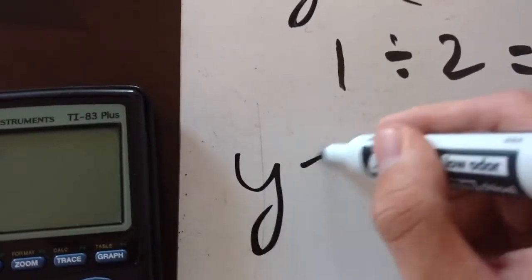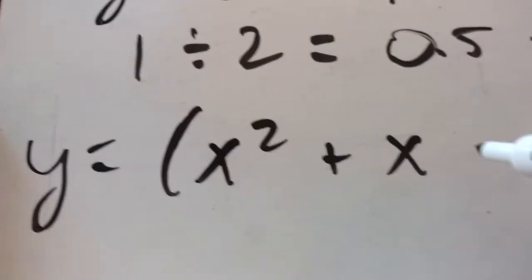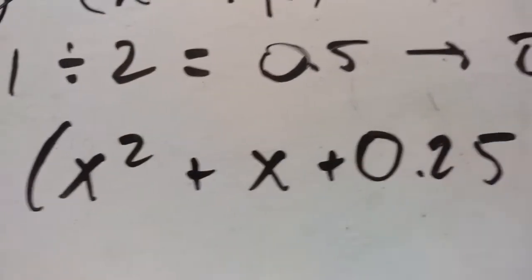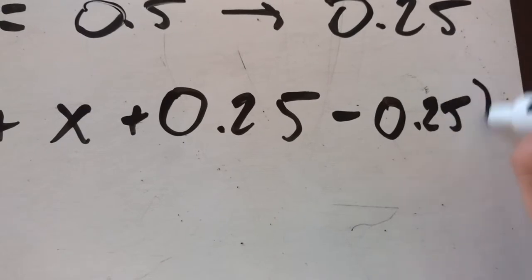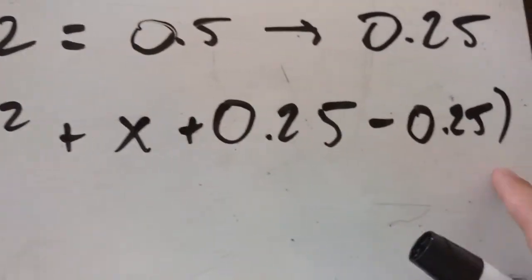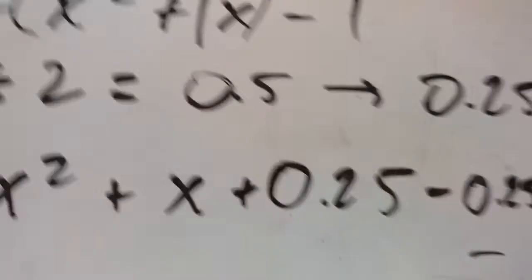So we're going to change our equation. We're going to get y equals x squared plus x plus 0.25, and then minus 0.25, because what we add on we have to take off immediately, and then that minus 1 that was just hanging out on the outside right up there.